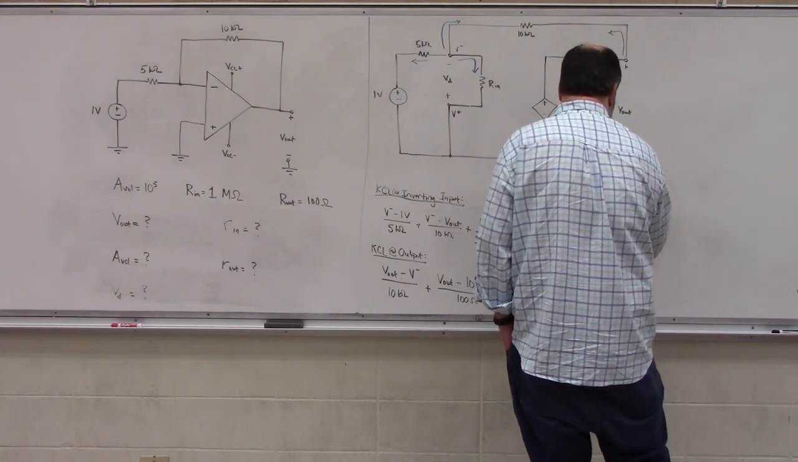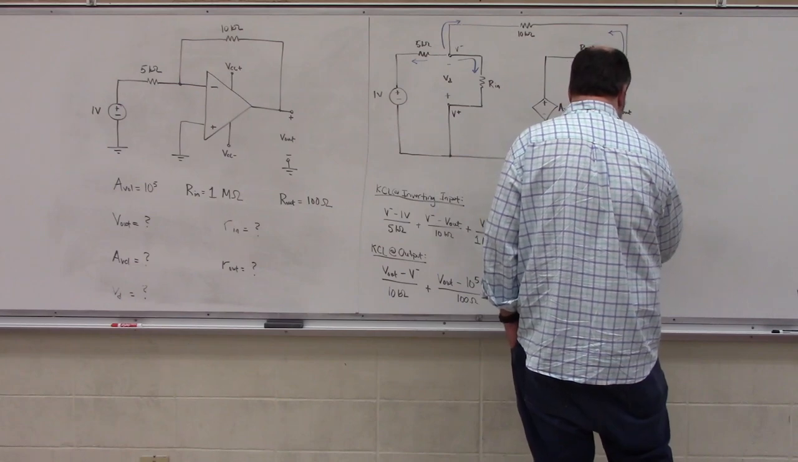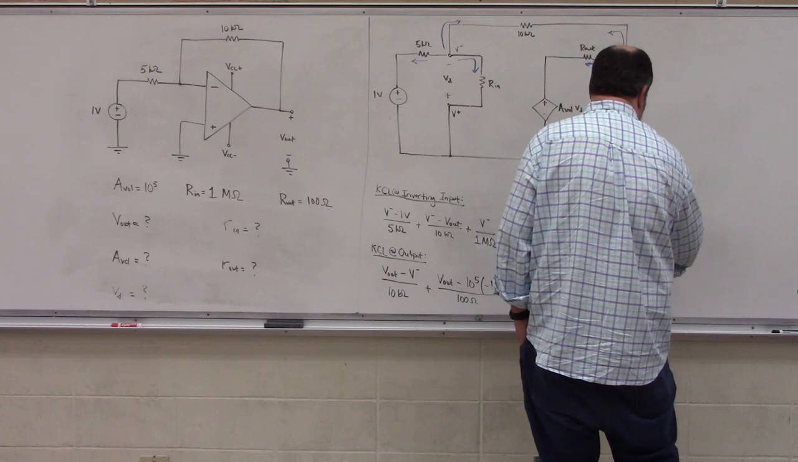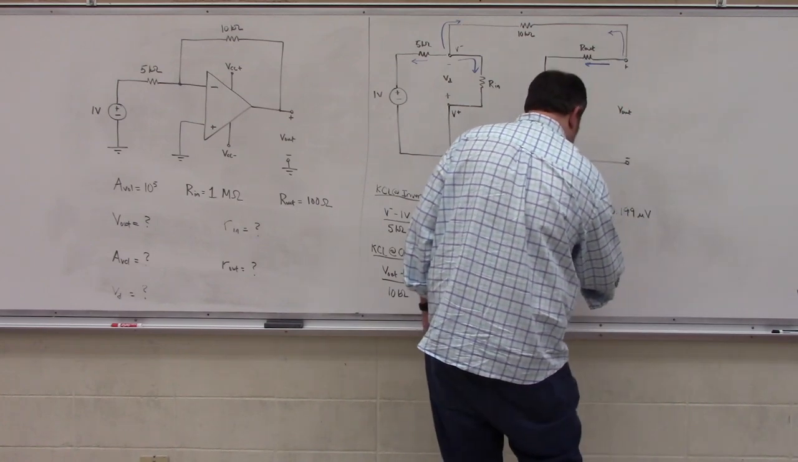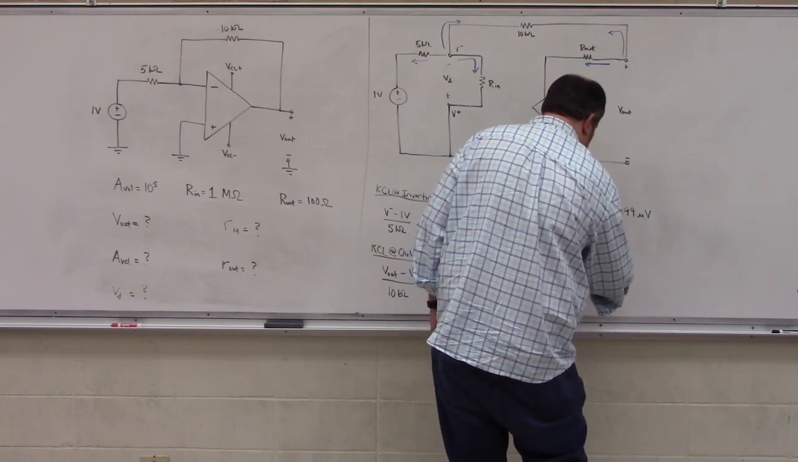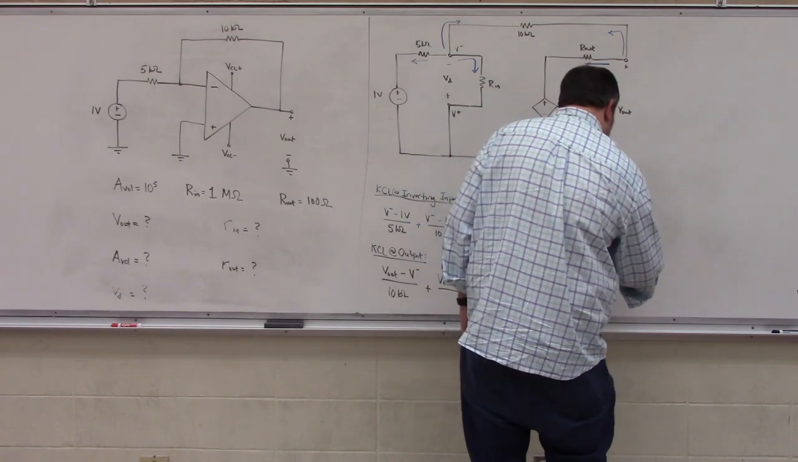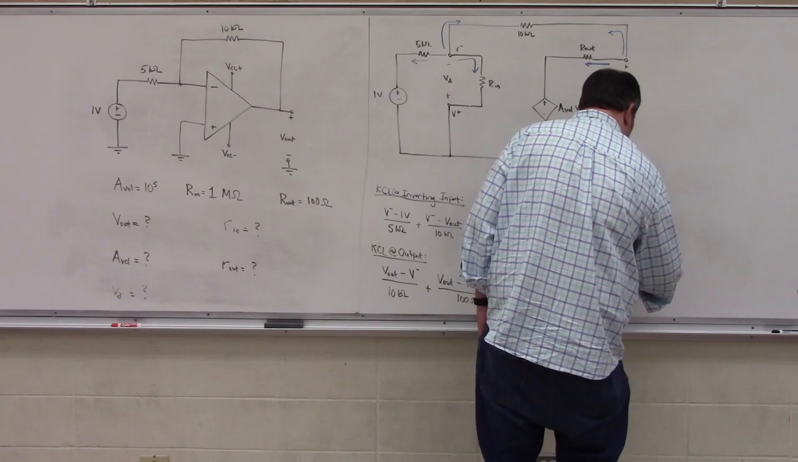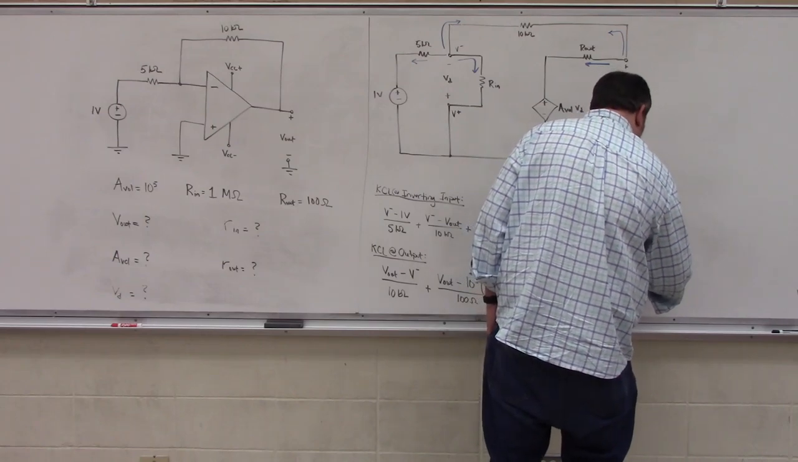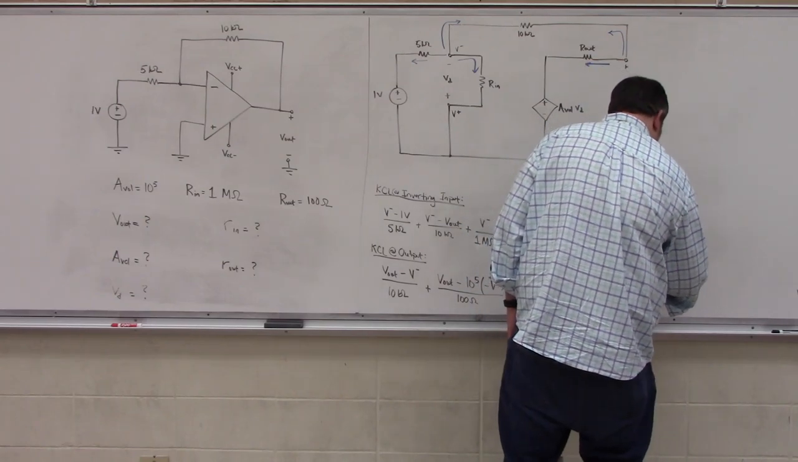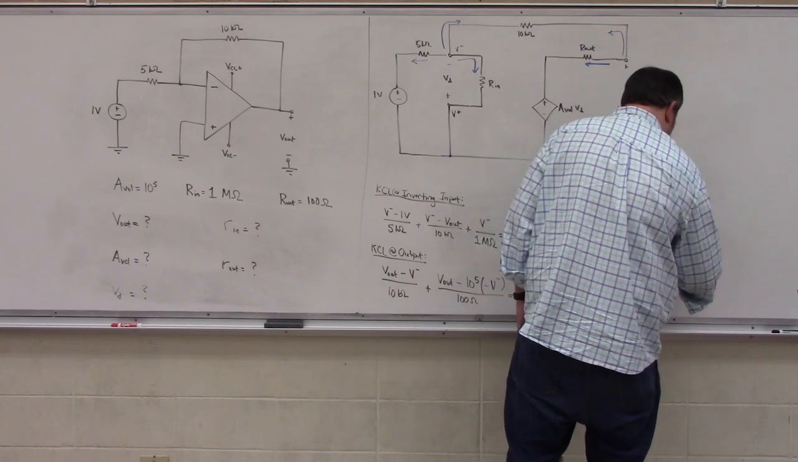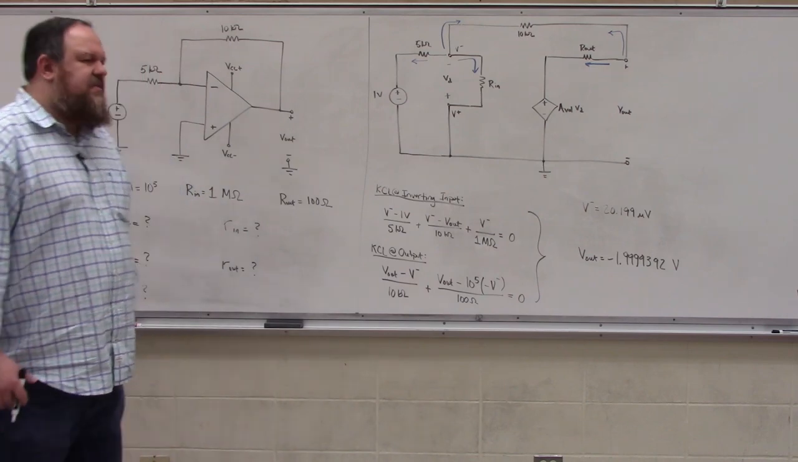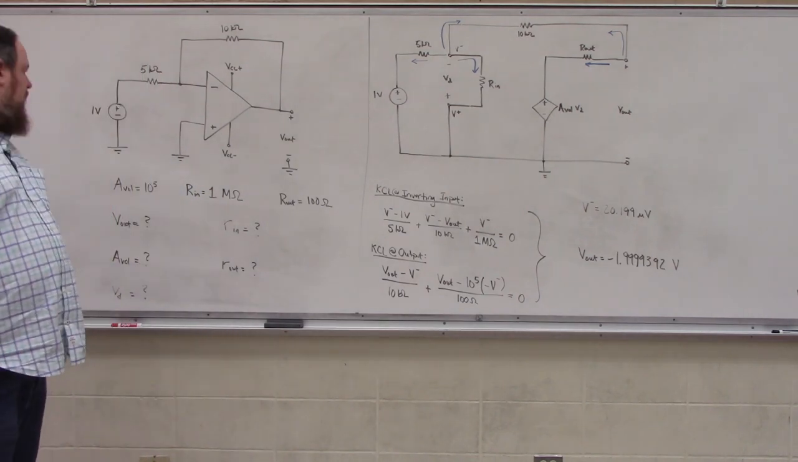V minus is equal to 20.199 microvolts, and I get V out is equal to negative 1.99999392 volts. So I can use this information to calculate some of my quantities.